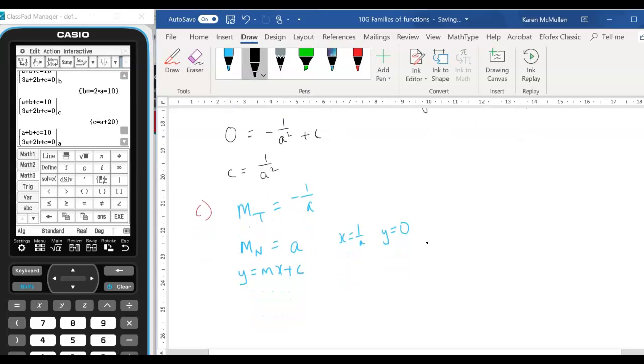So y is 0, your gradient is a, x is 1 on a, plus c. So we're going to have a on a, so c is equal to -1. So our normal equation is y equals ax minus 1.